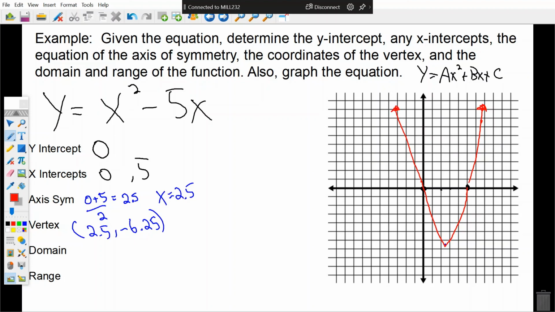What are my domain and range? Well, my domain, as usual, is x is an element of the real numbers, as all values for x are in this graph. The range, the lowest value is negative 6.25. The highest value is infinite. So y is greater than or equal to negative 6.25.